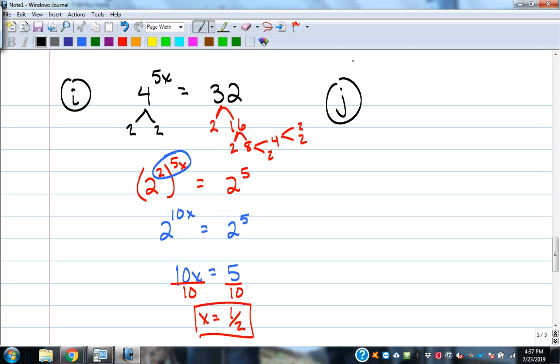Let's say we had maybe a little tougher equation. 3 to the x plus 1 equals 9 to the x.